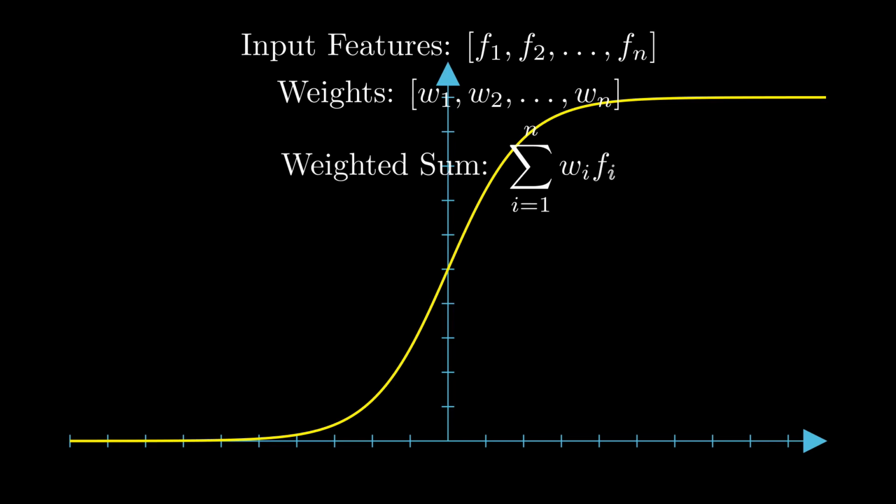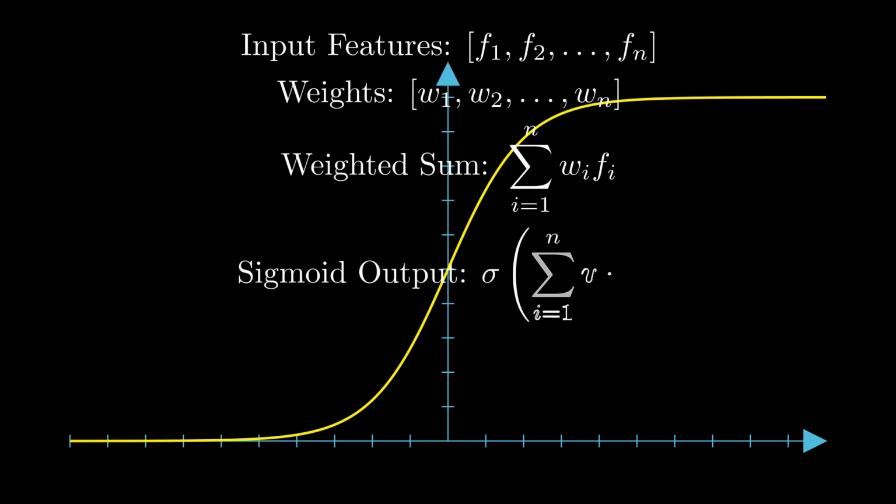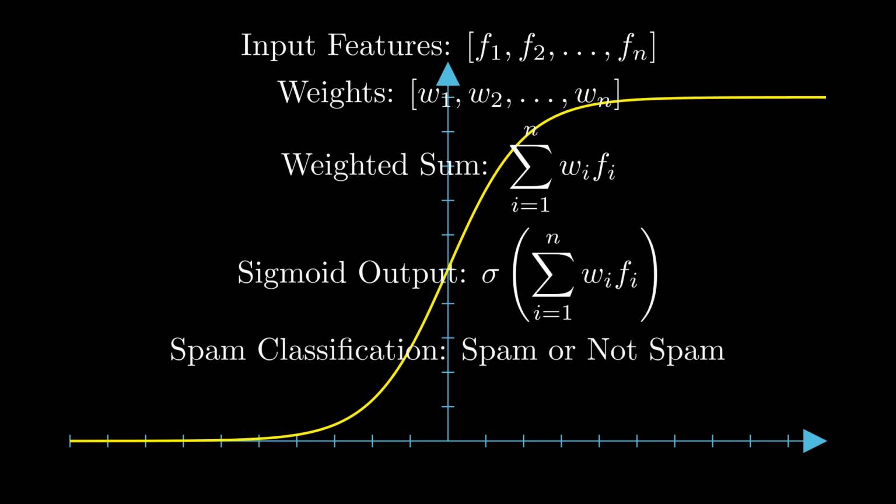Sigmoid output. The sigmoid function is then applied to this weighted sum. The sigmoid function converts the raw score into a probability between 0 and 1, indicating how likely the email is to be spam. Spam classification. Finally, based on the sigmoid output, the email is classified as either spam or not spam.